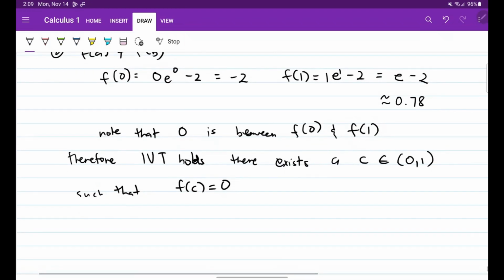Okay? And how do we know what the form is? So the form would be just f of c, so that is c e to the c minus 2. Okay? So here we used IVT to show that x e to the x minus 2 has a positive root between 0 and 1. Okay? So see you in the next videos.